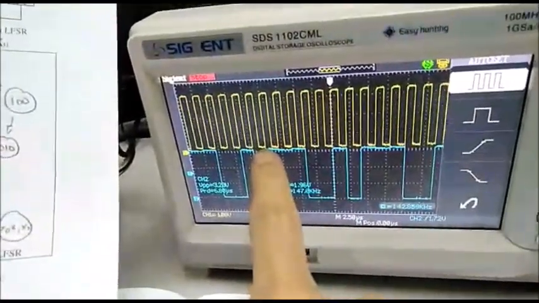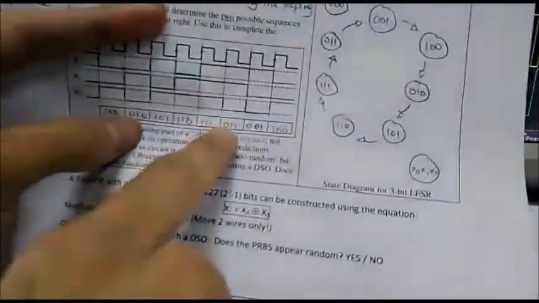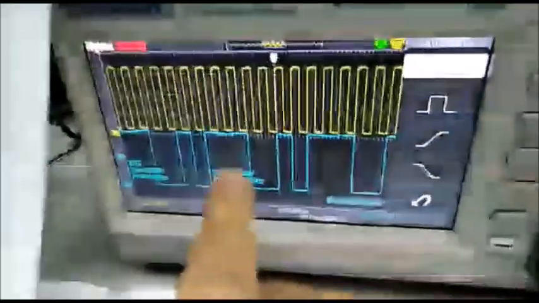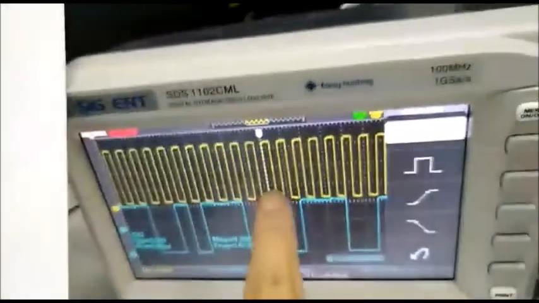After that, it goes through three 1s: 1, 1, and 1, continuing for 3 clock cycles. After that, it goes to 0 and then another 0, so there are 2 zeros for 2 clock cycles. Lastly, it goes back to 1, 0, 0 again, goes up here and repeats the cycle all over again. So yeah, the sequence does appear to be pseudo-random. That's all for this part, but we'll continue on with the 7-bit linear feedback shift register.